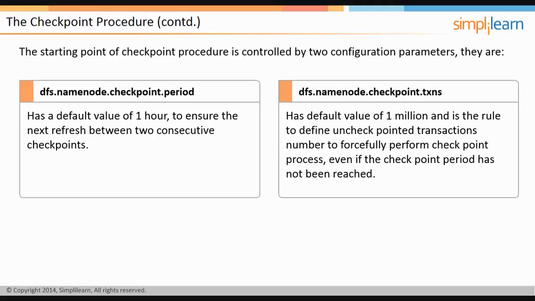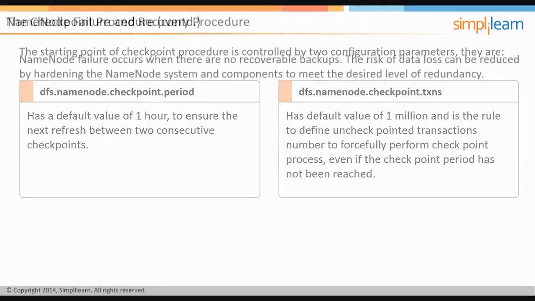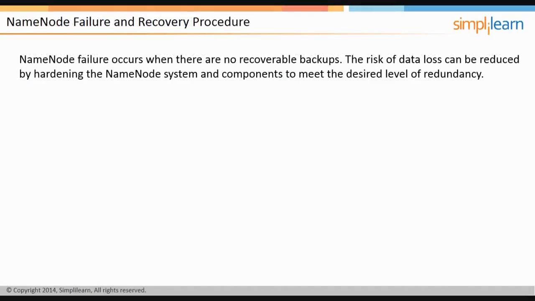In the next screen, we will learn about the Namenode failure and recovery procedure. Namenode failure occurs when there are no recoverable backups. In such case, Hadoop does not allow automatic recovery. However, the risk of data loss due to a Namenode failure can be reduced by hardening the Namenode system and components to meet the desired level of redundancy.